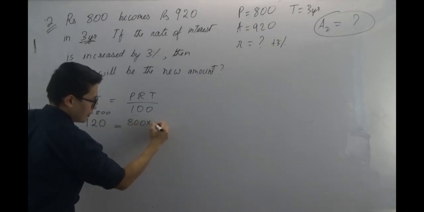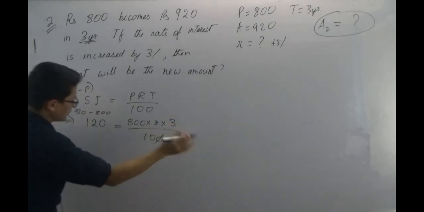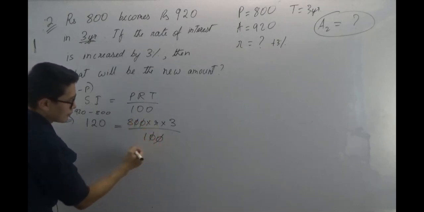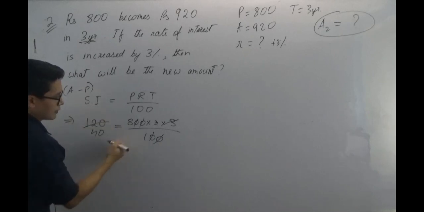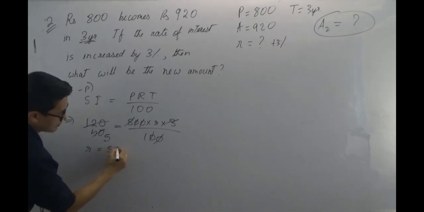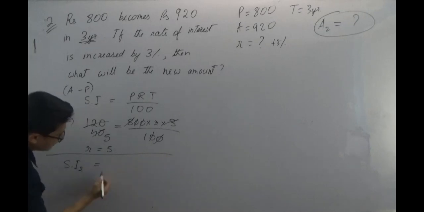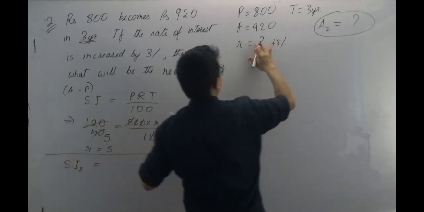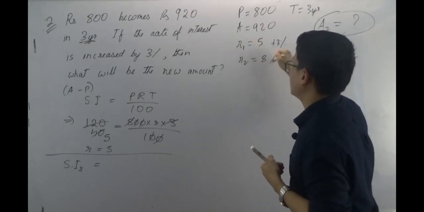The rate of interest is unknown. The time is 3 years, and simple interest is 120. So R is 5. Now the rate of interest increases by 3%, so the new rate of interest is 5 plus 3, 8%.